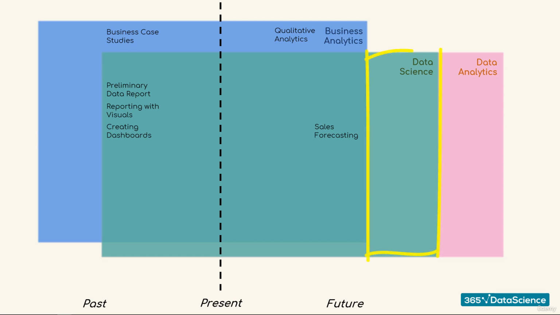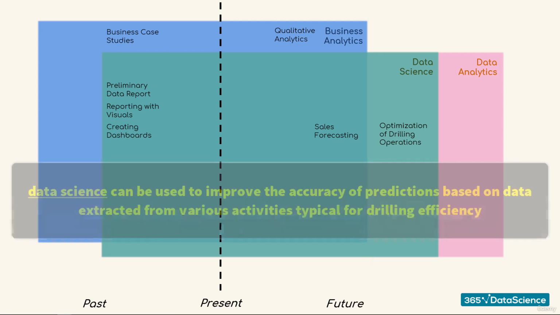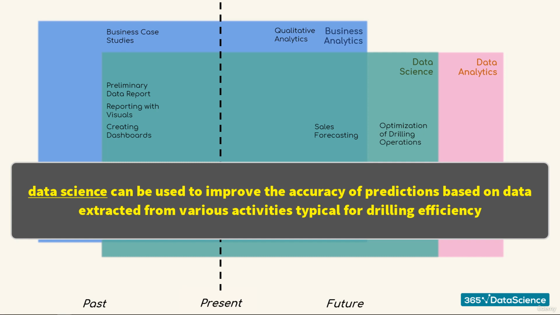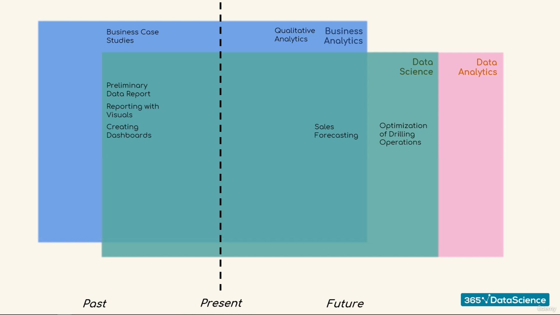Well, the oil and gas industry and the optimization of drilling operations. This is a perfect subarea. Data science can be used to improve the accuracy of predictions based on data. Activities typical for drilling efficiency, and that certainly fit. Great. What is left is to think of an example of analytics that is neither data science nor analytics.